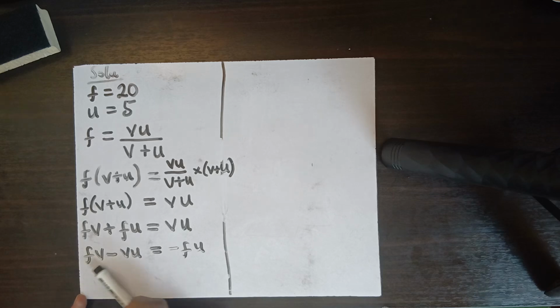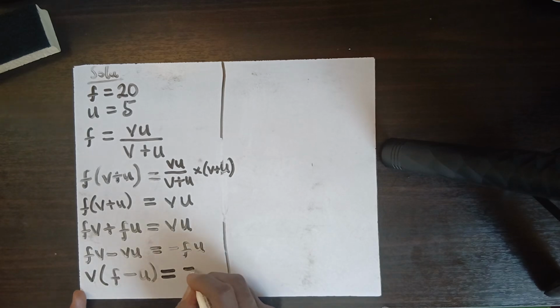Alright, so now that we have this, since I want V, I'm going to factorize V out of a bracket. If I take V outside of a bracket, what will be left here is F, and what will be left here is U. So I've taken V out from here and here. When you move the V out, what is left on this one is F, what is left on here is U. You maintain your symbol, which is minus. On the right hand side we still have negative FU.